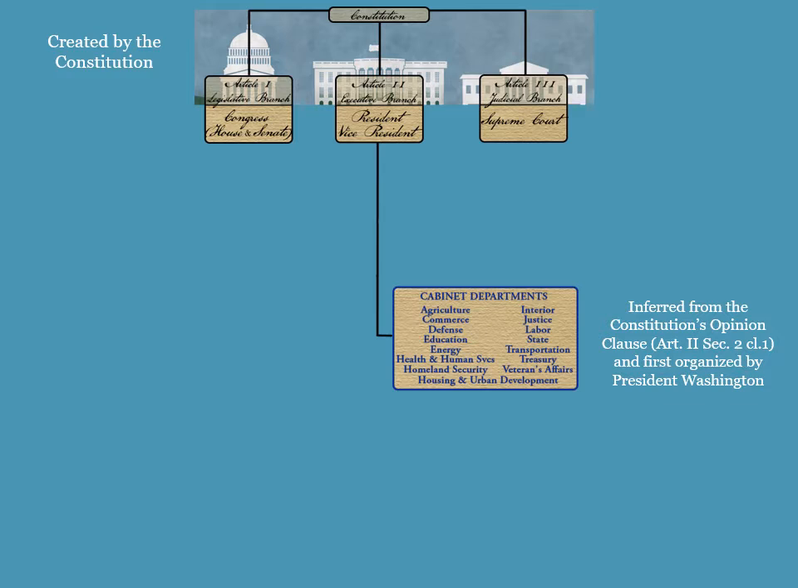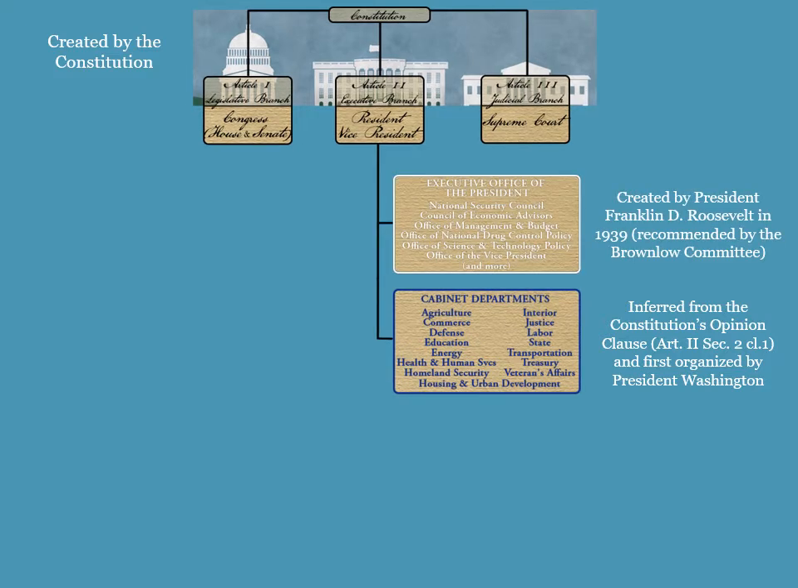And George Washington, as the first president of the United States of America, organized those departments into his cabinet. So each cabinet department has its own collection of agencies, which we will touch on momentarily. But first, in addition to the cabinet, modern presidents also enjoy the services of the Executive Office of the President. FDR created this office in 1939 at the recommendation of a presidential commission.